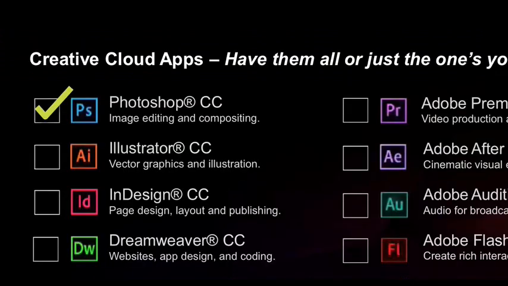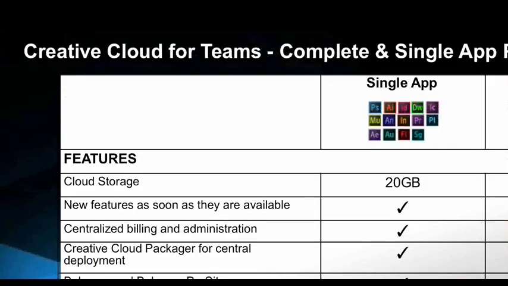So, all of the apps are available in a full subscription. You can see here there's a huge number of all of the design, the web, the video tools. But also you can choose to have a single app subscription if you require. So let's just take a look at the difference between the two offerings. As you can see, there's a smaller amount of cloud storage available, 20 gigabytes as opposed to 100. But you still get all of the new features for that particular product as soon as it's available, the same billing and administration as with the complete package, as well as access to the packages for central deployment.